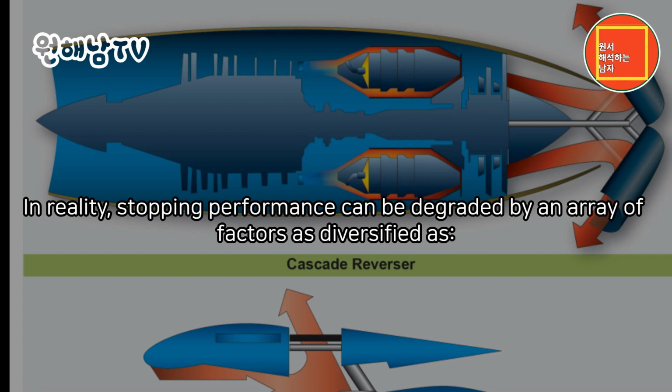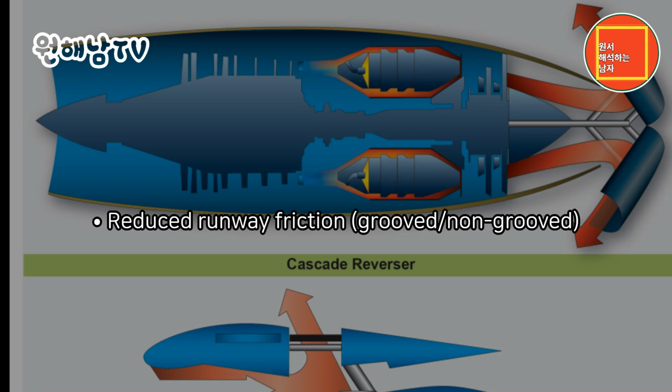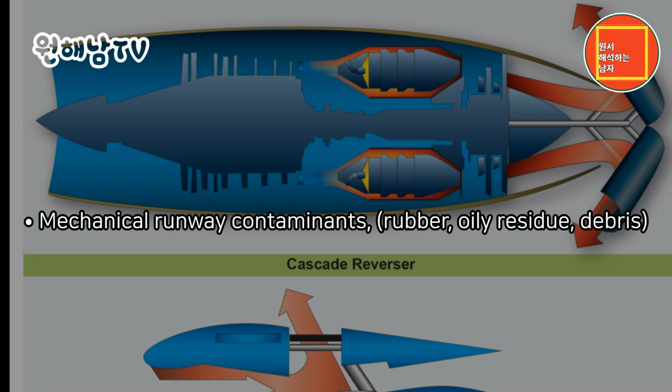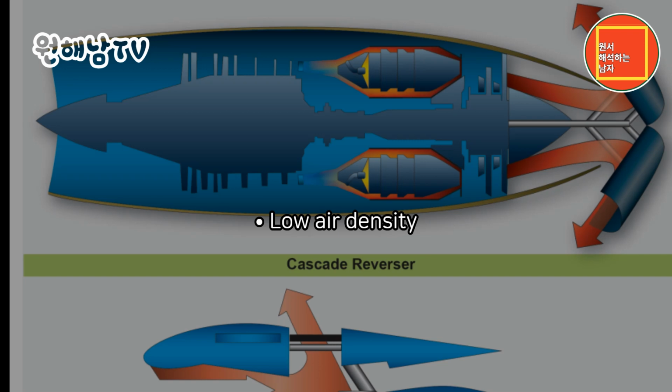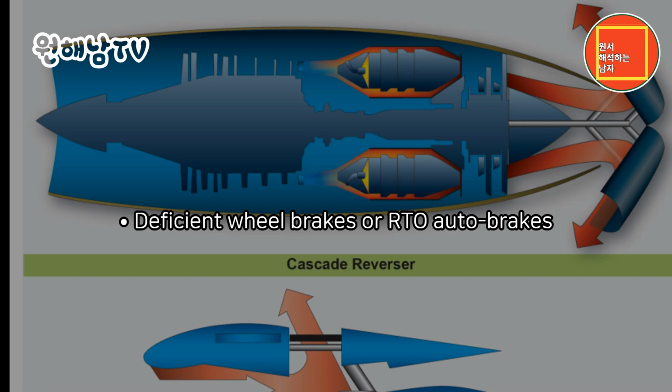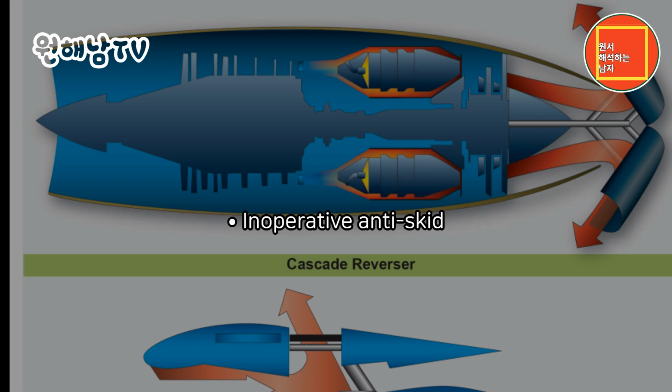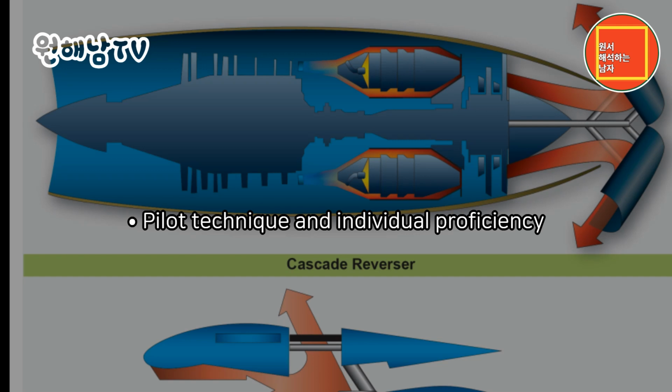In reality, stopping performance can be degraded by an array of factors as diversified as reduced runway friction, grooved, non-grooved. Mechanical runway contaminants: rubber, oily residue, debris. Natural contaminants: standing water, snow, slush, ice, dust. Wind direction and velocity. Low air density. Flap configuration. Bleed air configuration. Underinflated or failing tires. Penalizing MEL or CDL items. Deficient wheel brakes or RTO auto brakes. Inoperative anti-skid. Pilot technique and individual proficiency.